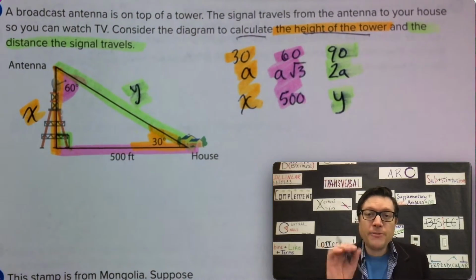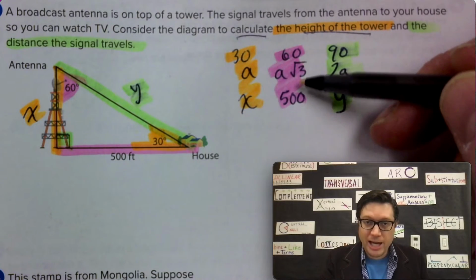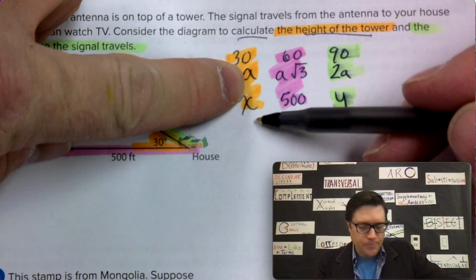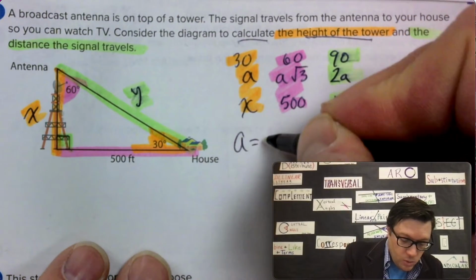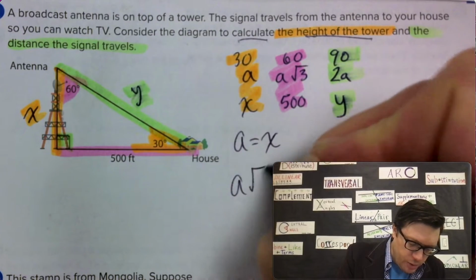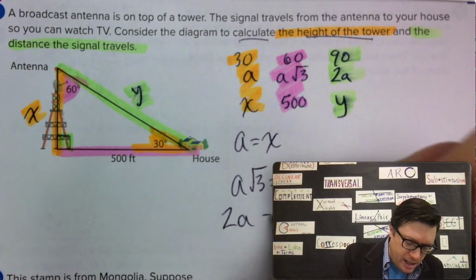Okay, I'm going to first of all solve this equation. Since this equation has a root 3 and a 500, there are not two letters like how a and x are over here. I guess technically a equals x. I'll make all three equations. That's probably the smart thing to do. A root 3 equals 500, and 2a equals y.